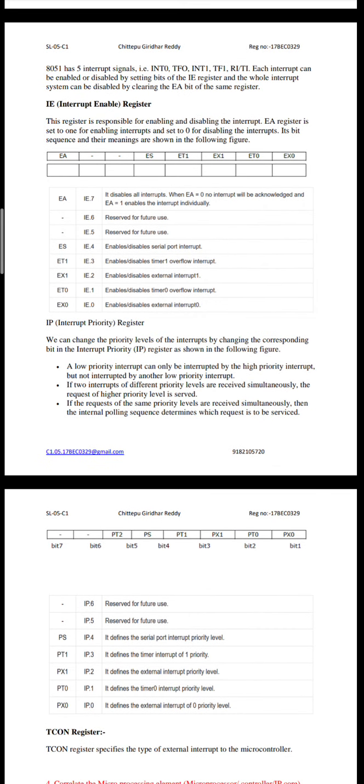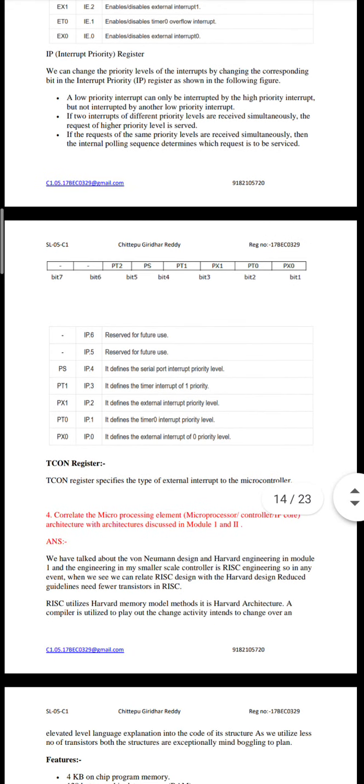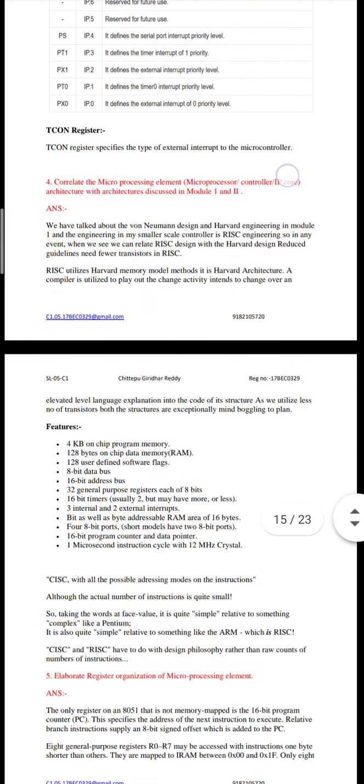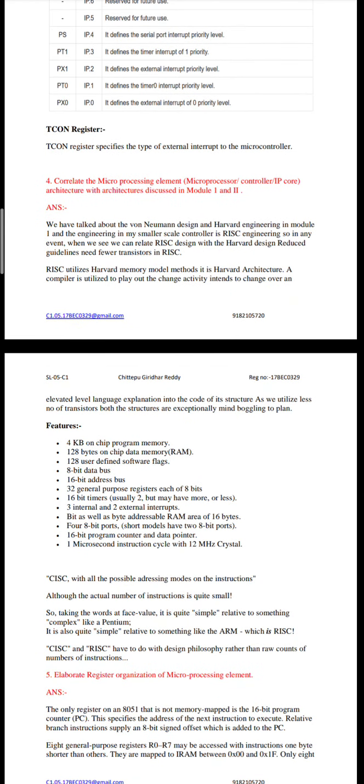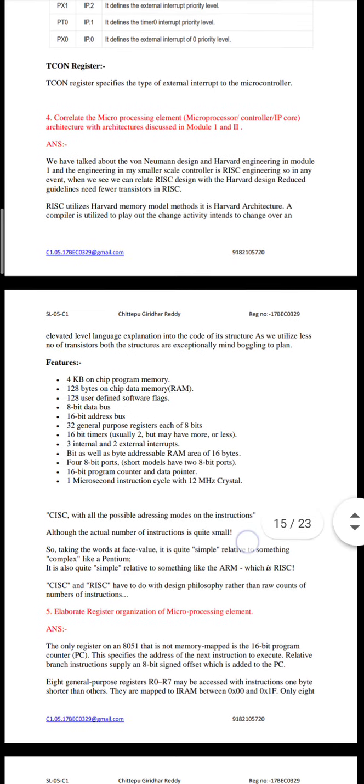Here we have the interrupt enable register, and a tabular column describing the interrupt enable register. We also have the IP interrupt priority register and its description in the table, and the instruction. We also have the TCON register. The TCON register specifies the type of external interrupt to the microcontroller.